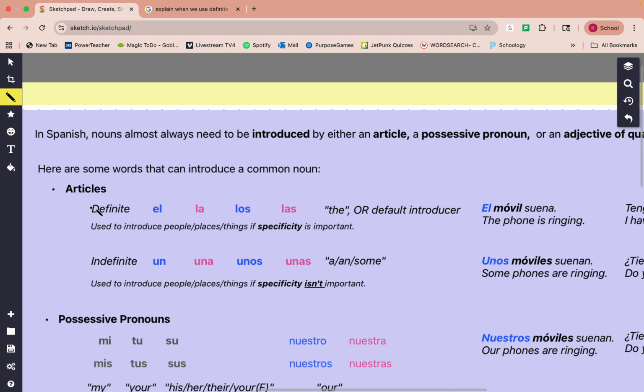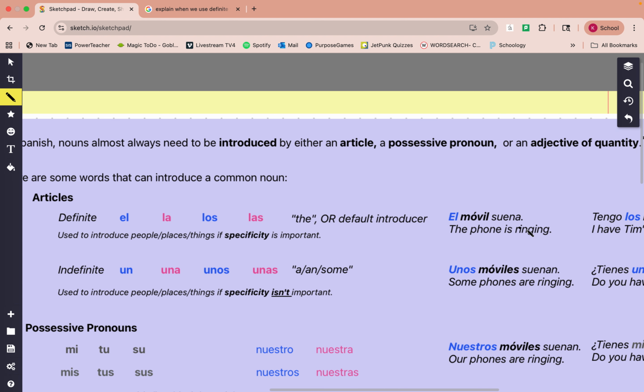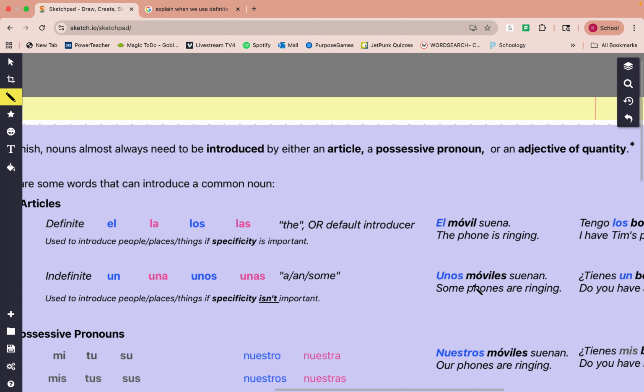Here's the difference. A definite article is used to introduce things if specificity is important. So here's an example. The phone is ringing. If I say the phone is ringing, you know I'm referring to a specific phone, not just any phone, right? Clearly, I want you to pick up a specific phone, right? An indefinite article is used to introduce things if specificity isn't important. So if I say, some phones are ringing, it's like, okay, so what? Which ones? We don't know. Just some phones are ringing, right?